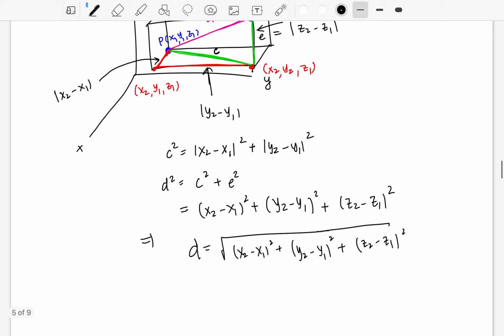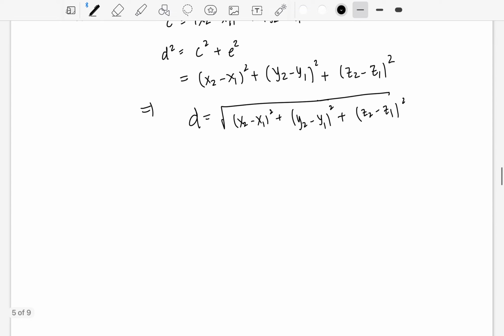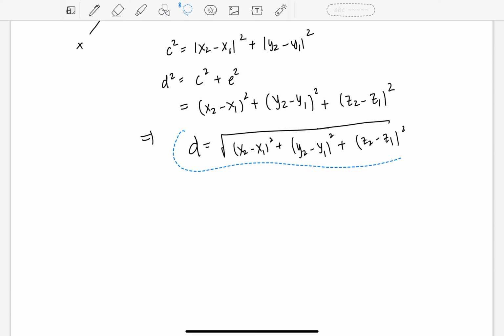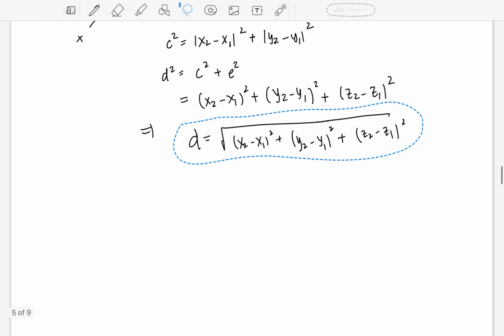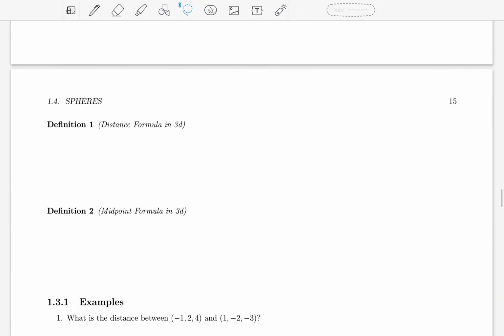Perfection. All right. So that tells me then that this is going to be the formula for distance in 3D, okay? This is going to be the formula for distance in 3D. I'm just going to take it with me. Okay. Perfect.